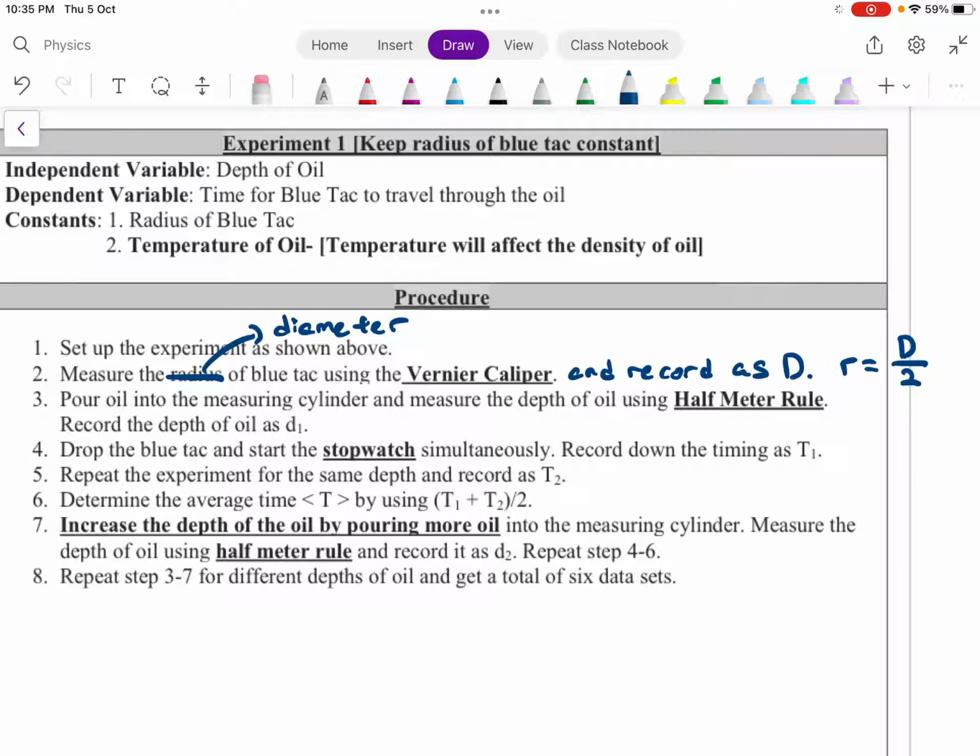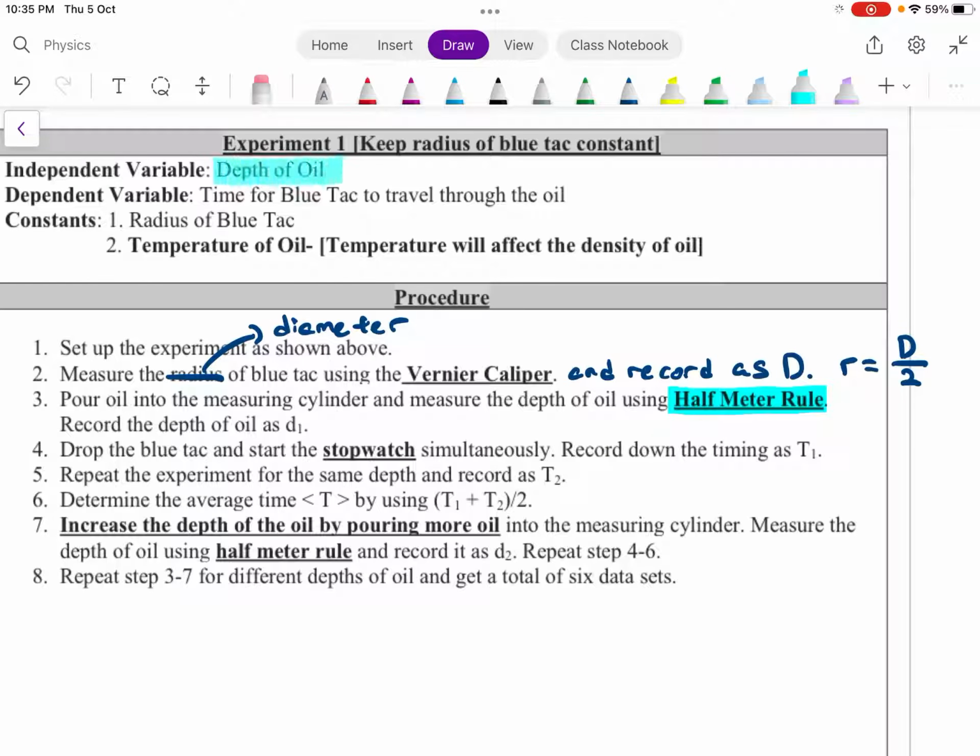Point number 3, pour oil into the measuring cylinder and measure the depth of the oil using a half meter rule. This is the second instrument, and this instrument is used to measure the independent variable, which is shown here.